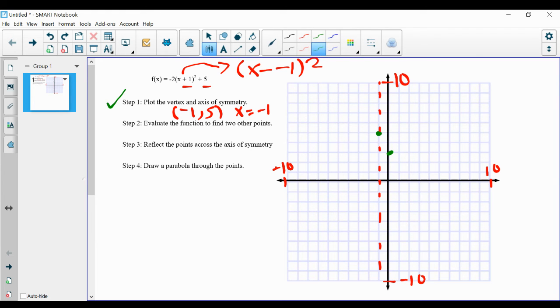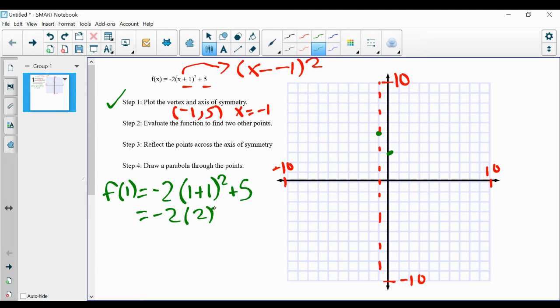Okay, so I'm going to evaluate that point at another x value. Let's look at f of 1. Okay, so I'm going to plug that in. So negative (1 plus 1) squared, plus 5. That's equal to negative 2 squared plus 5. 2 squared is just 4. So negative 4 plus 5.